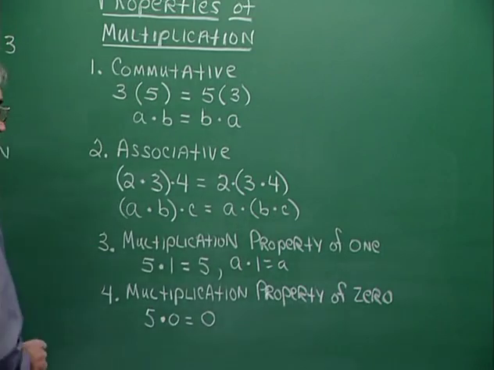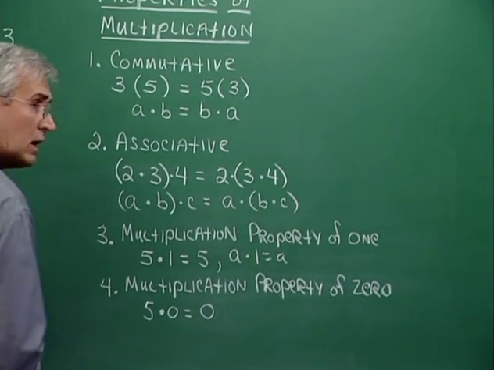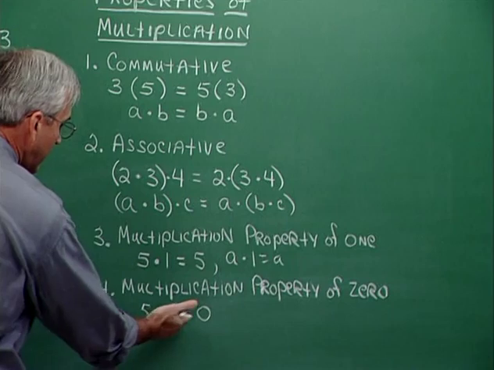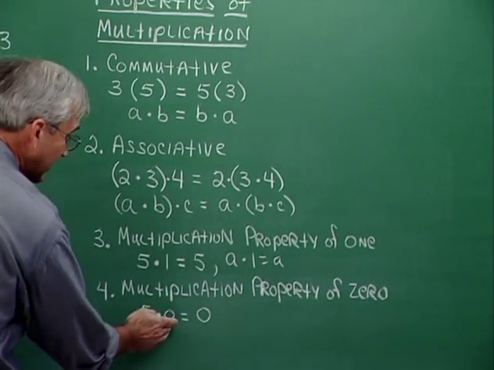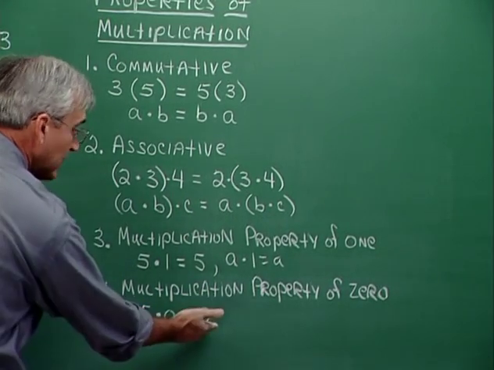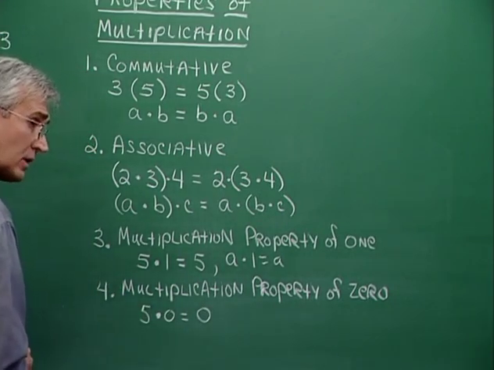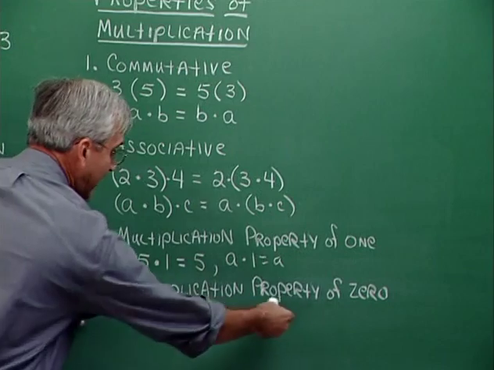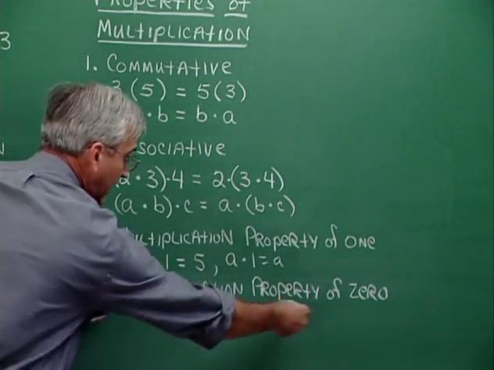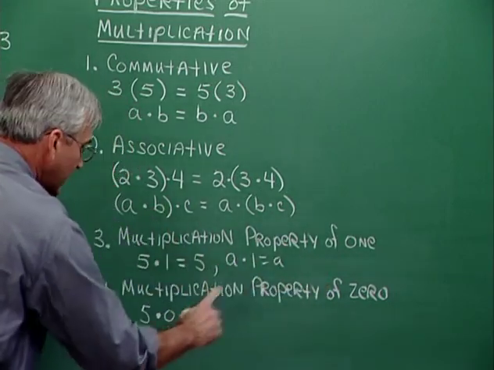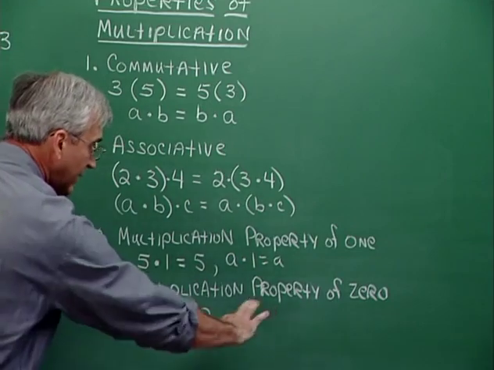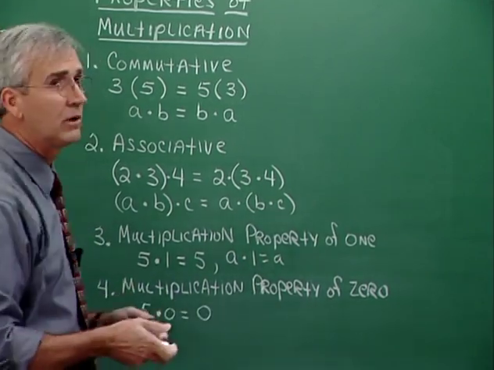Another property is the multiplication property of 0. And it goes like this: when we multiply, and 0 is one of the factors, then 0 turns out to be the product or the result of that multiplication. Now, if we had a whole string of factors here, we could have 10 factors listed, and if just one of them is a 0, it turns out that the entire product is 0.